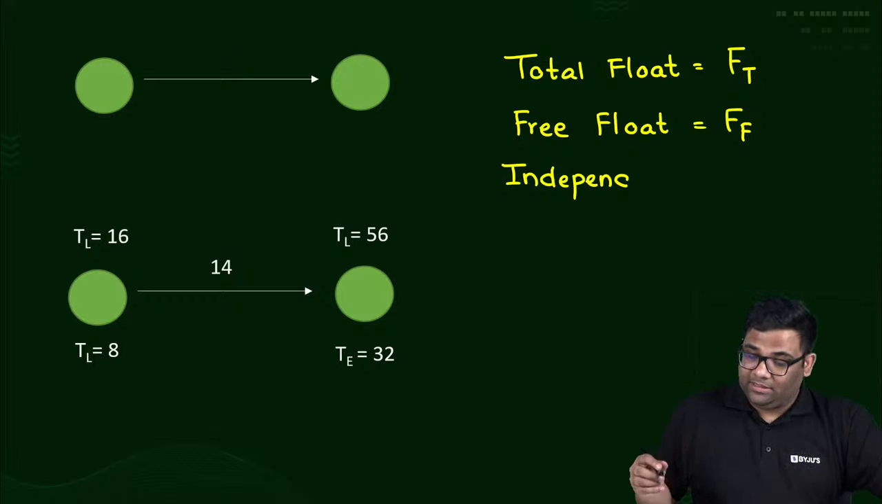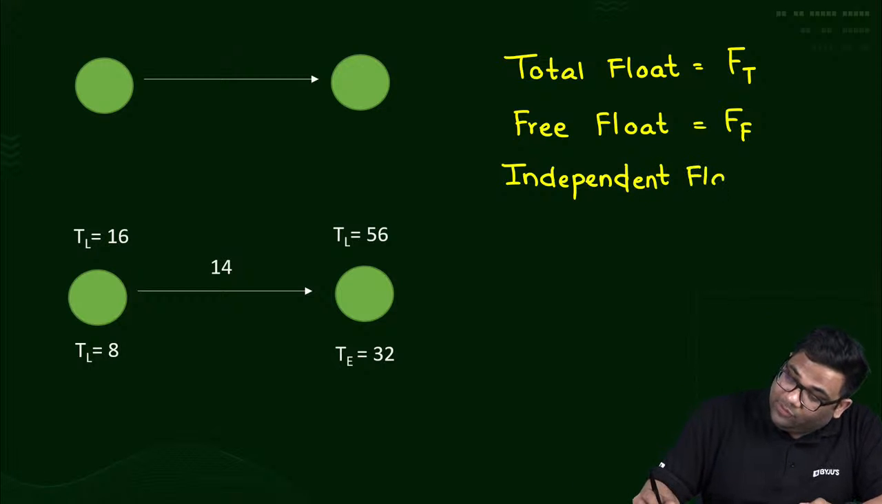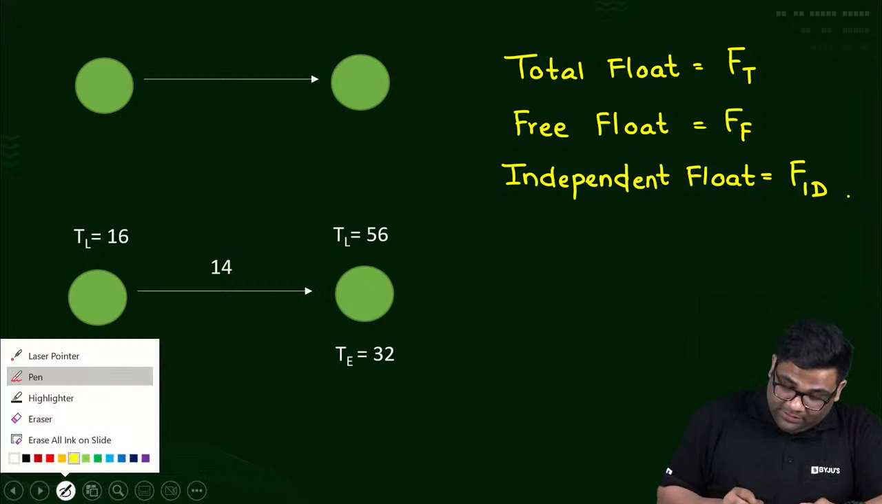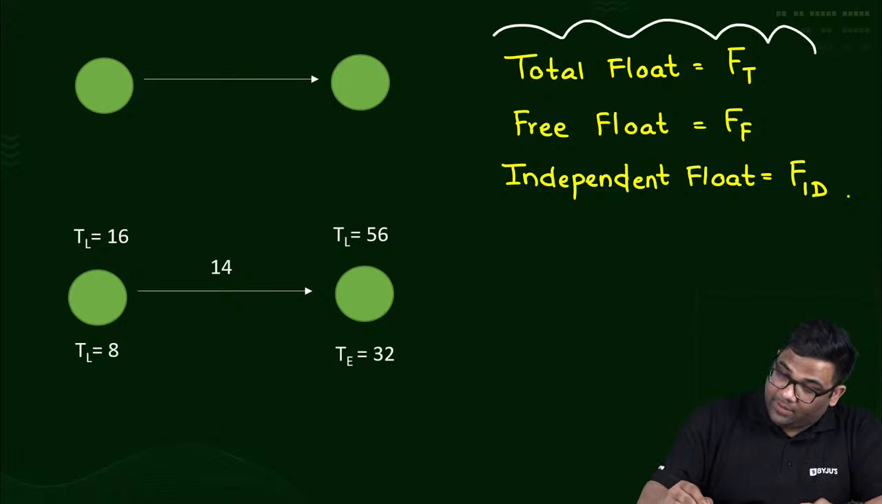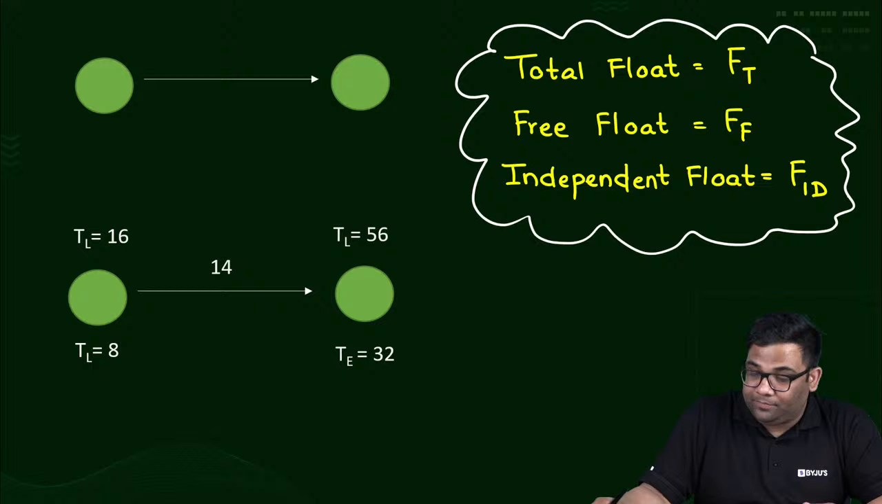Let it be. This is the last thing, then we will end the class anyhow. Independent float. An independent float is what? FF, TF, IF. So in the examination, they will be asking you these 3 values. How to find them out? I'll teach you. Don't worry.